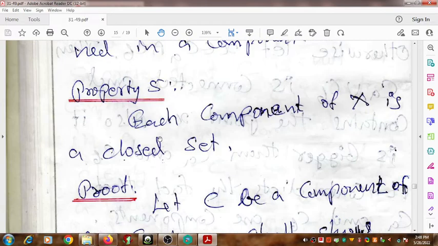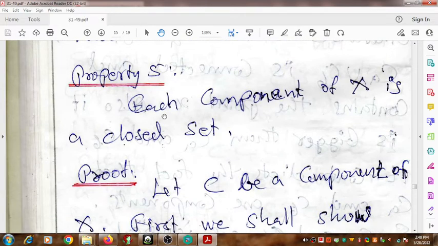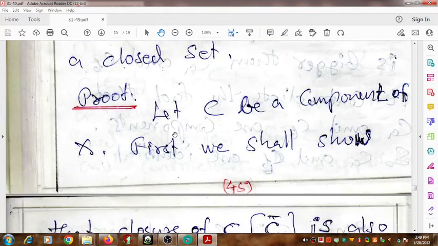Next, property 5, which has the statement: each component of X is a closed set. That is, each component of a topological space X is a closed set. To prove this, let's choose a component.